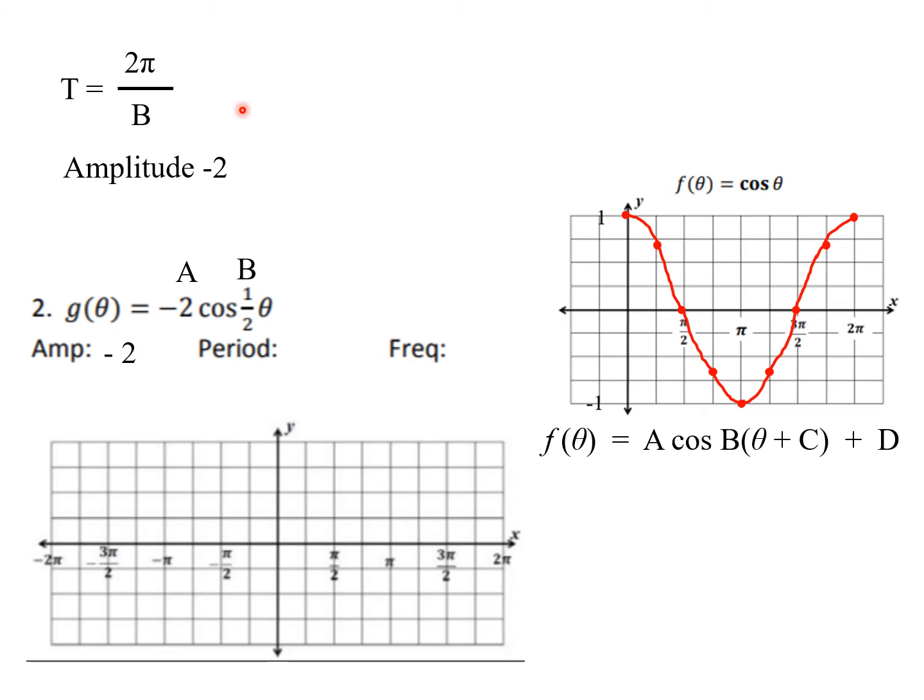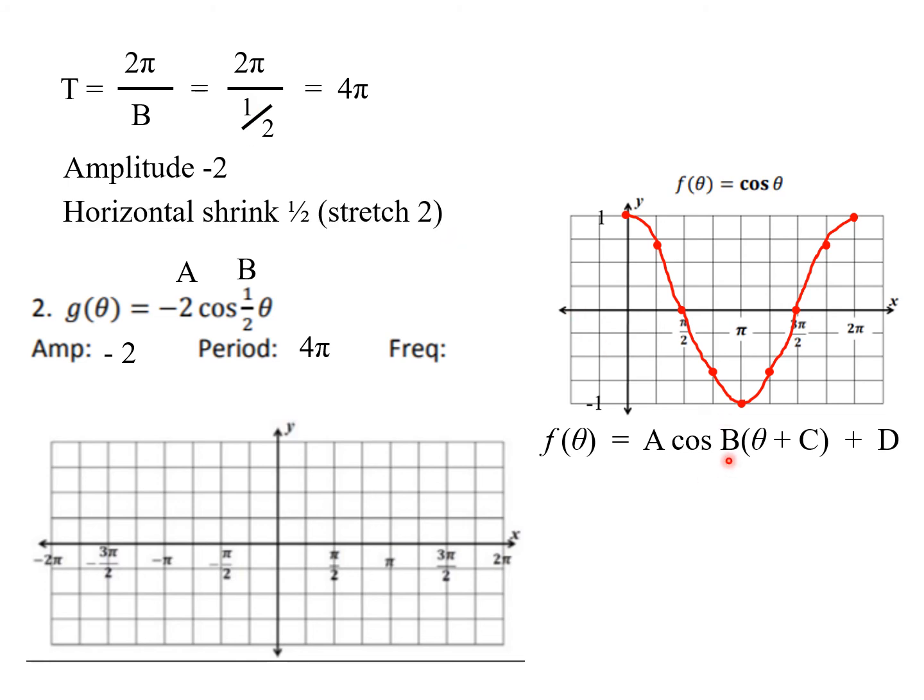Now the period, which is 2 pi over B. B is 1/2, and 2 pi over 1/2 is 4 pi. So 4 pi. And this B is a horizontal shrink of 1/2, which corresponds to a horizontal stretch of 2. So this function is going to get stretched out by a factor of 2.